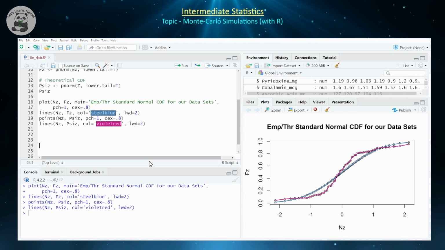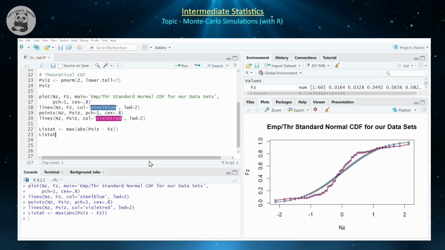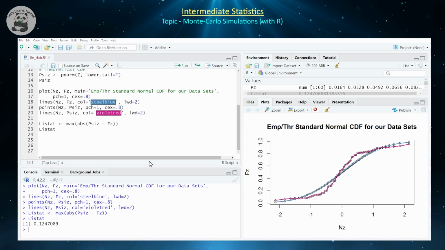So the Lilliefors test statistic is going to be equal to the maximum difference between these two distributions in terms of absolute value. So it's going to be the maximum absolute value between psi z and fc. So in this case, we're going to have a Lilliefors test statistic of 0.12. And obviously you can do, for example, a Cramér-von Mises or an Anderson-Darling alternative for the Lilliefors stat, but let's just keep things simple for now.